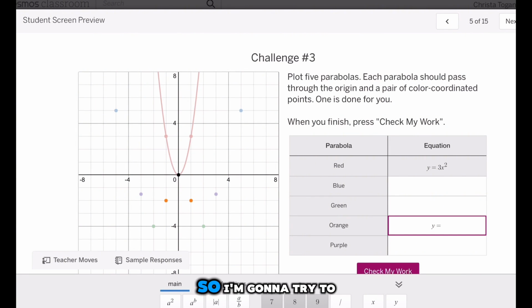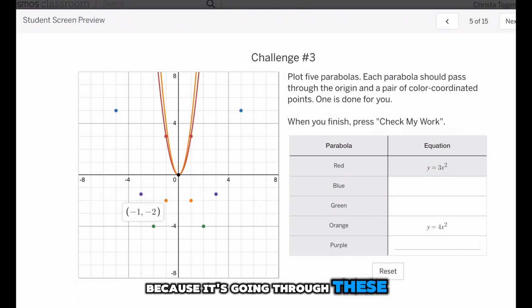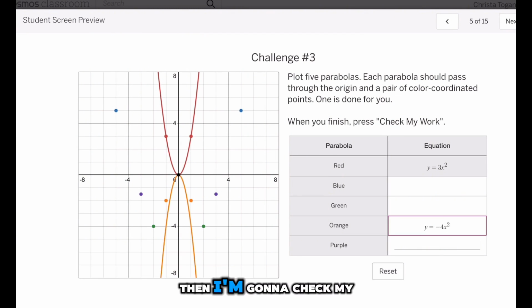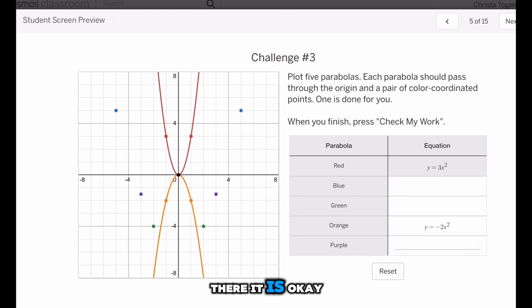Okay? So I'm going to try 2x. Well, actually, I'm going to try something that I know is not right. x squared. Okay? And then I'm going to check my work. So it's definitely not that one because it's going through these points and I'm still going through those. So now I'm going to try negative. Then I'm going to check my work. I got it to flip upside down. So now what should I do? Possibly, since the bigger the number is, the closer the sides of the curve get together, I'm going to go down one. I'm going to go down to -2 and boom, there it is.